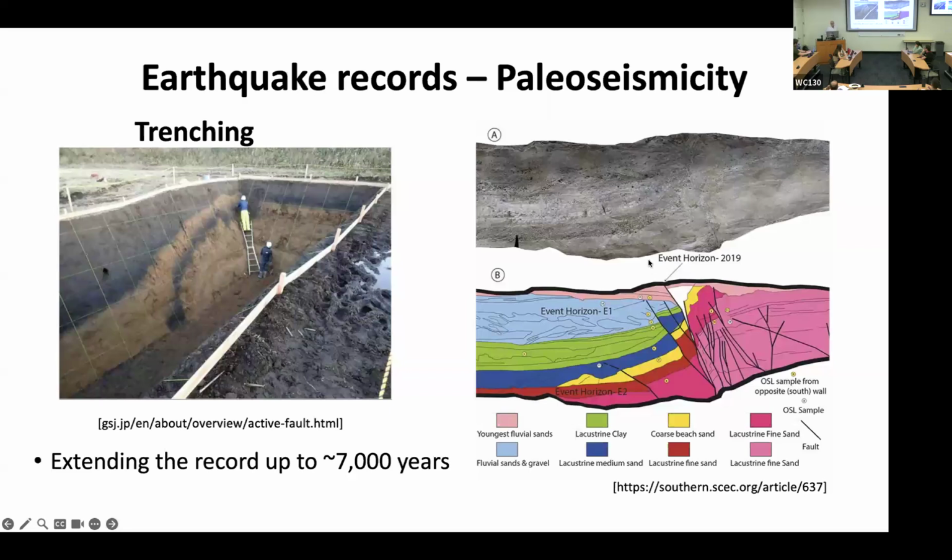This is the example from California, where it's hard to see in the black and white, but the people who interpreted, they found that there was a displacement over here. So there was an earthquake over here for the event, and there was another displacement. You can see here between this blue unit was displaced over here. So in this way, they can pick up records. We go back to 7,000 years, maybe 10,000 at most, but it extends the record.